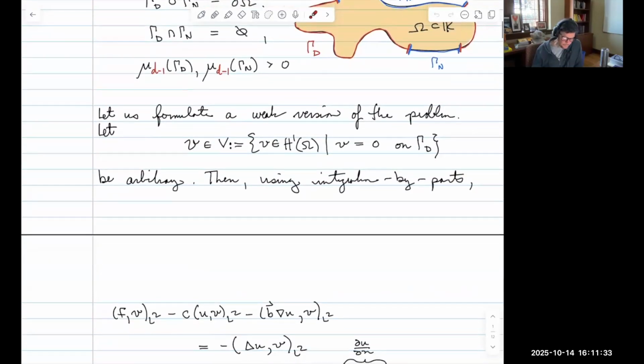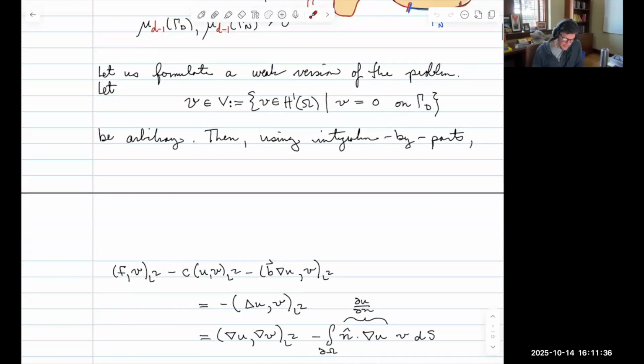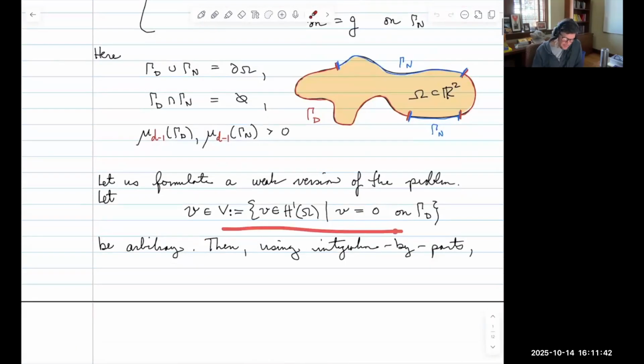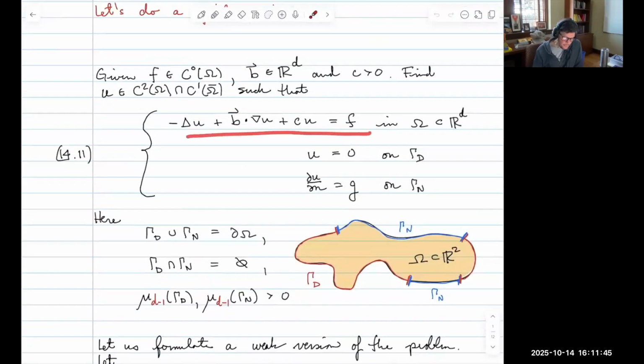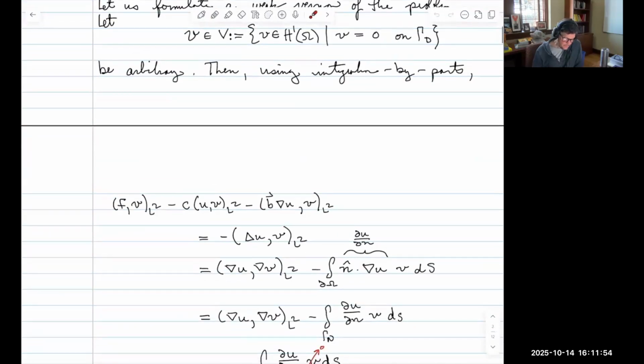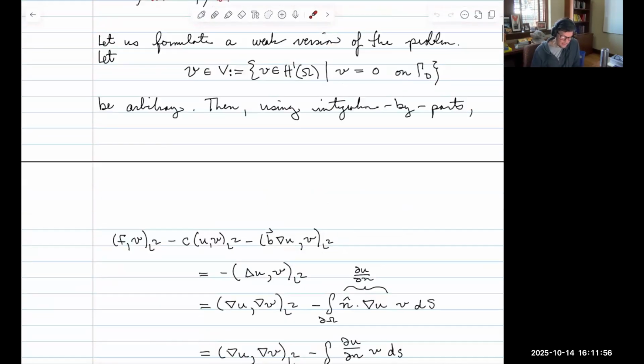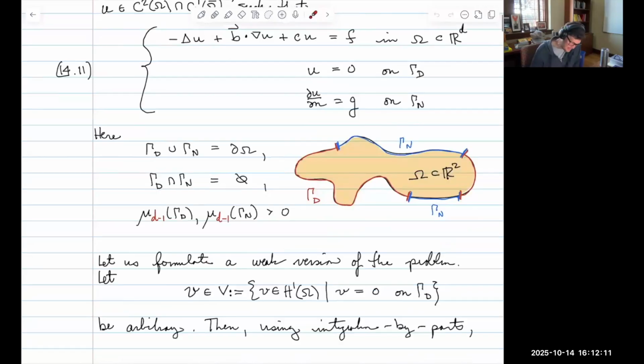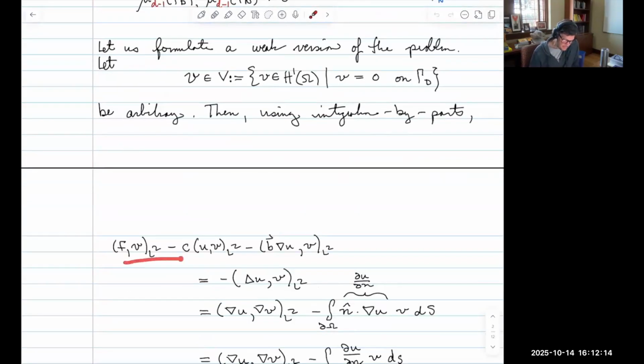Then, using integration by parts, we want to multiply both sides of this equation by a test function from that space V and integrate by parts on that term. I've set this up so that, once I multiply by a test function, I'm going to take the terms that don't involve the Laplacian of u and move them over to the side with f. Of course, I multiply by a test function and integrate, and so that gives me these three terms.